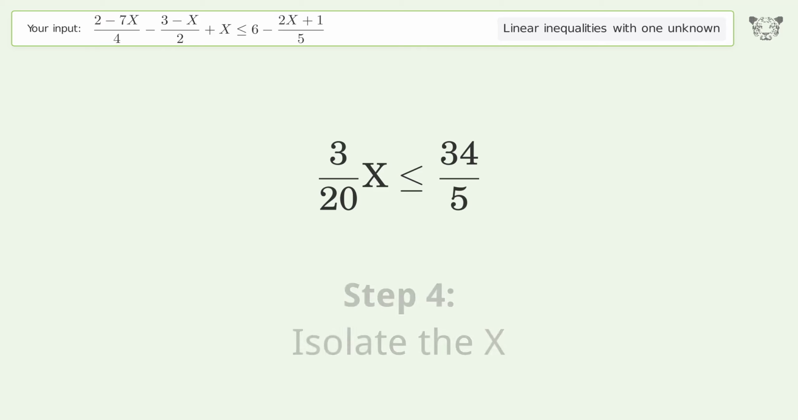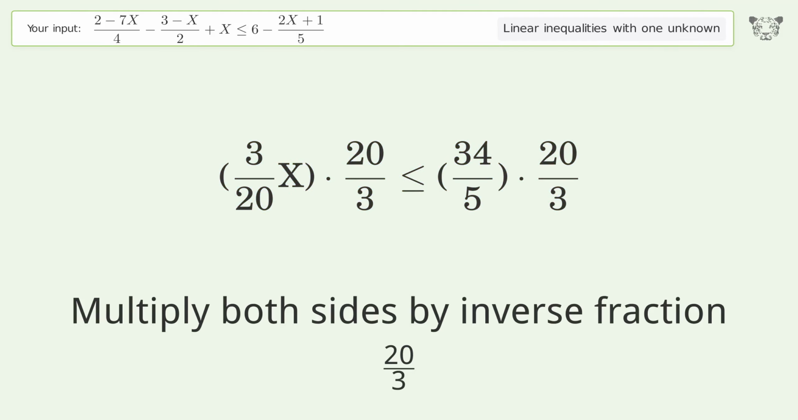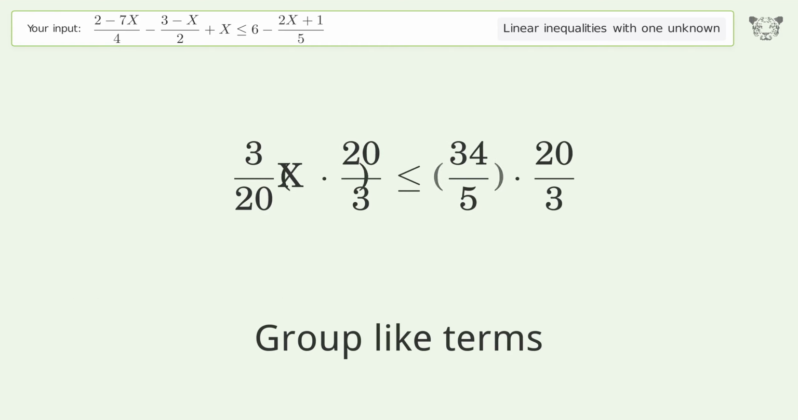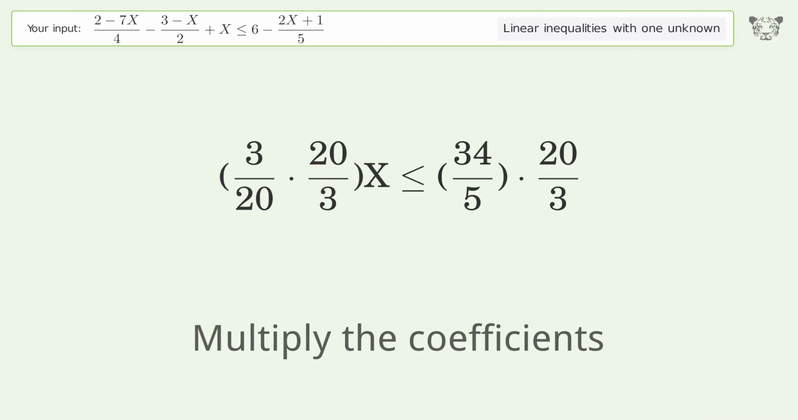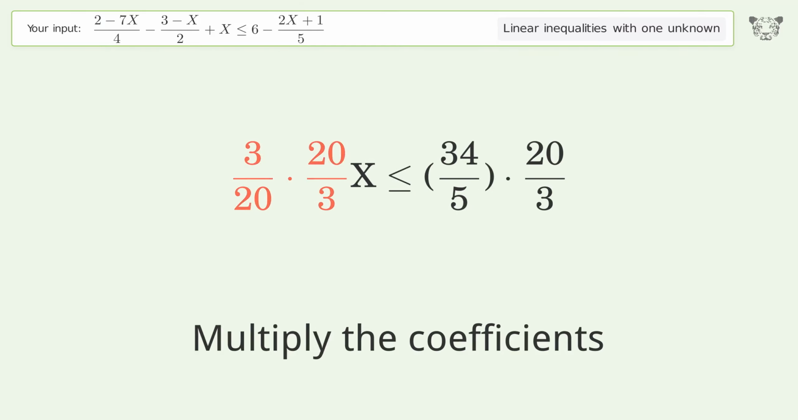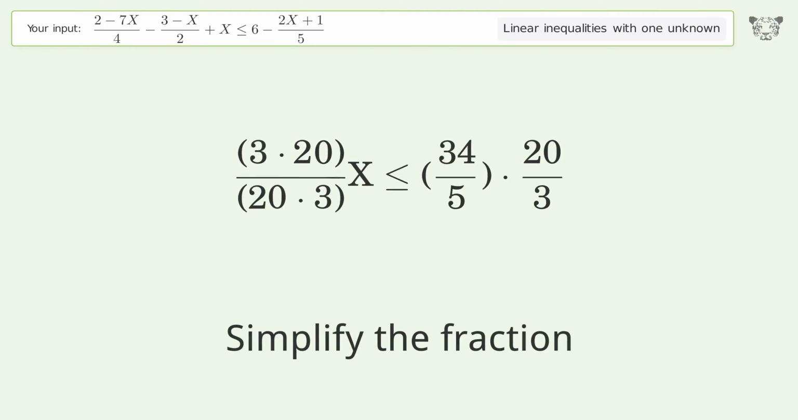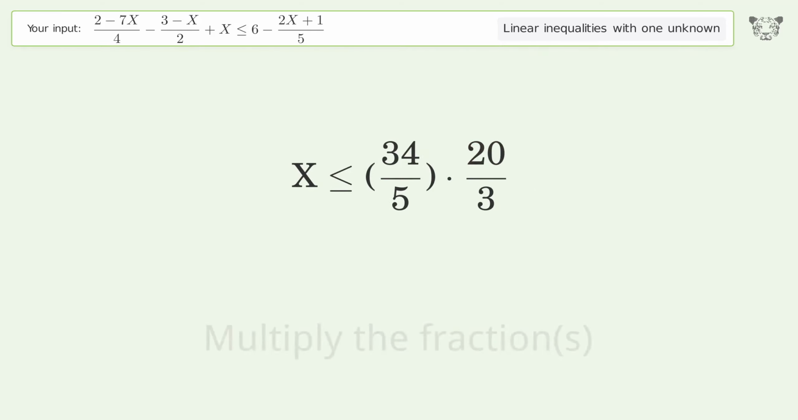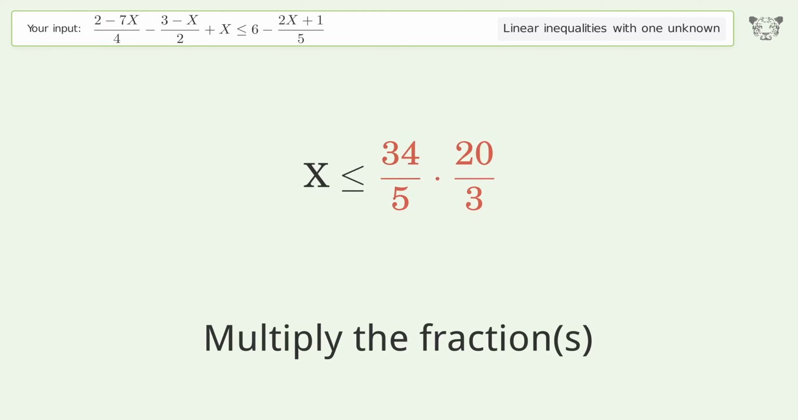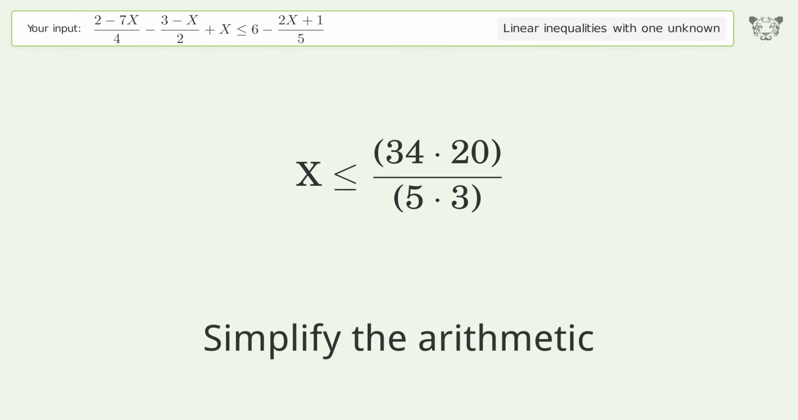Isolate the x. Multiply both sides by inverse fraction 20/3. Group like terms. Multiply the coefficients. Simplify the fraction. Multiply the fractions. Simplify the arithmetic.